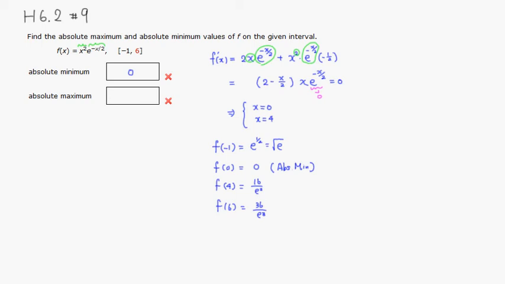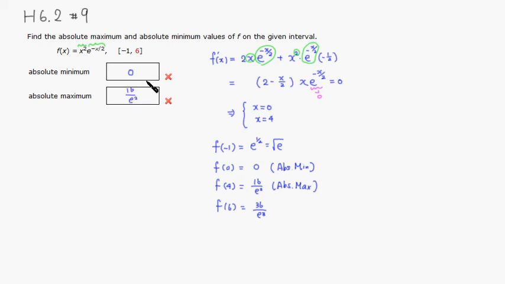Then the absolute max would be either of these two. Let's see, e is about 2.7, so if you multiply top and bottom by 2.7, 16 times 2.7 is definitely larger than 36. So this is going to be the absolute max, which is 16 over e squared.